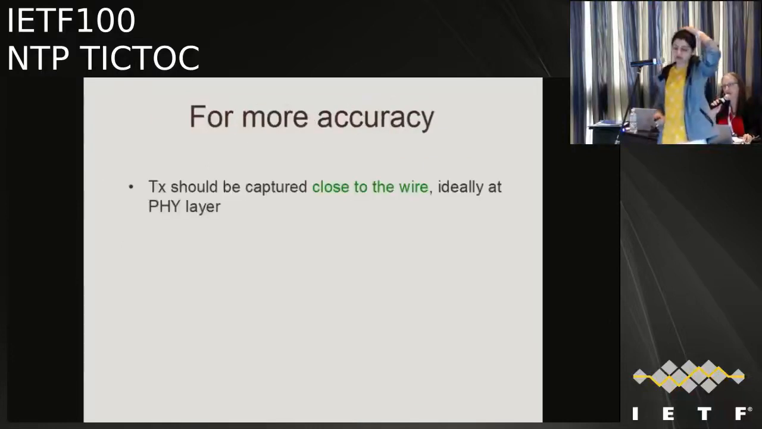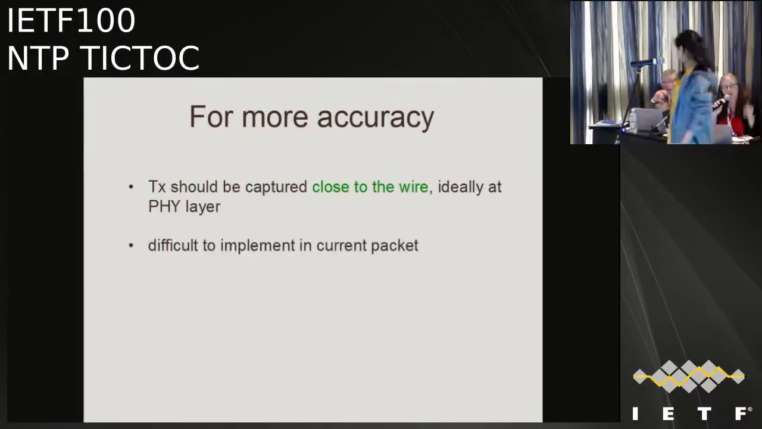So for more accuracy, the transmit timestamp should be captured as close to the wire as possible, ideally at the physical layer.